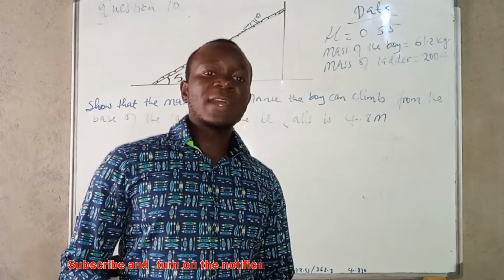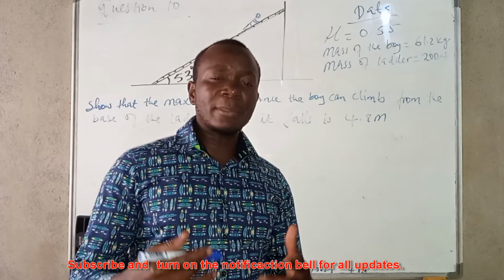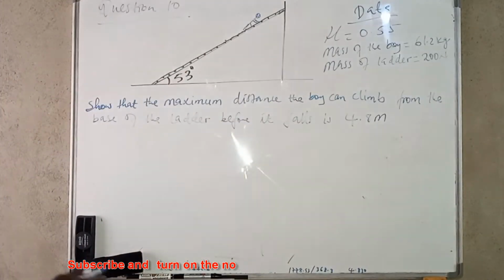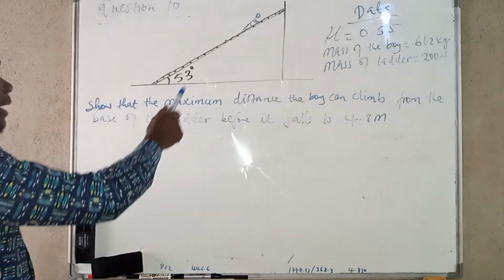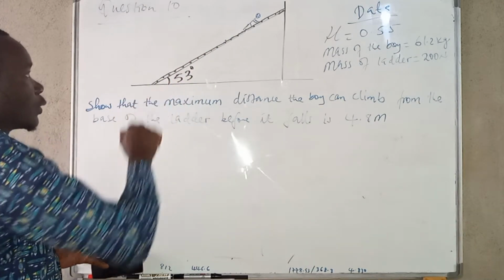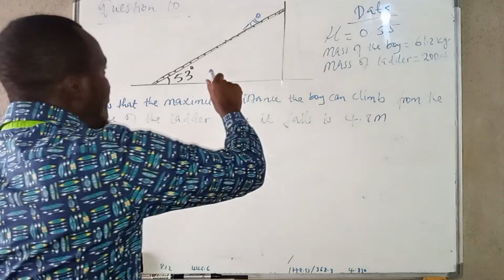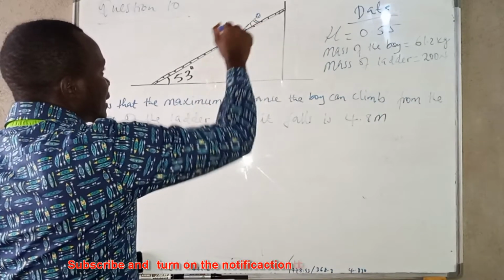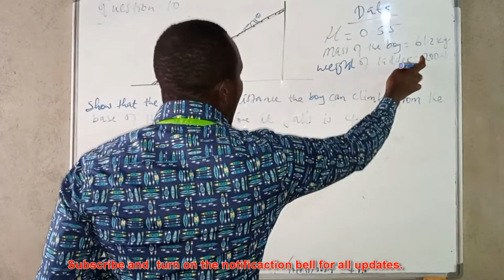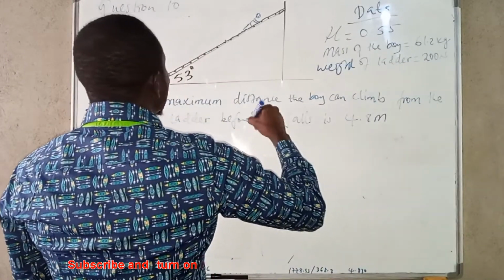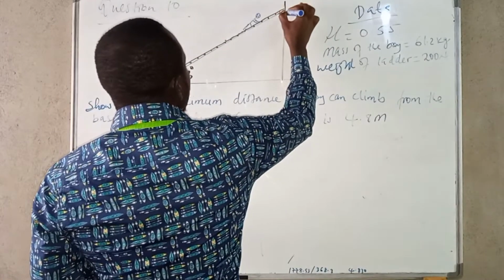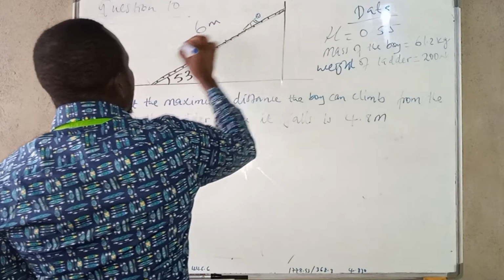Welcome. In this video, we're going to find the maximum distance the boy can climb from the base of the ladder before the ladder falls. So, we have been given this diagram where we have the ladder making this angle with the horizontal and the boy climbing this ladder. It is a uniform ladder of length 6 meters. So the length of the ladder from this point to this point is actually 6 meters.